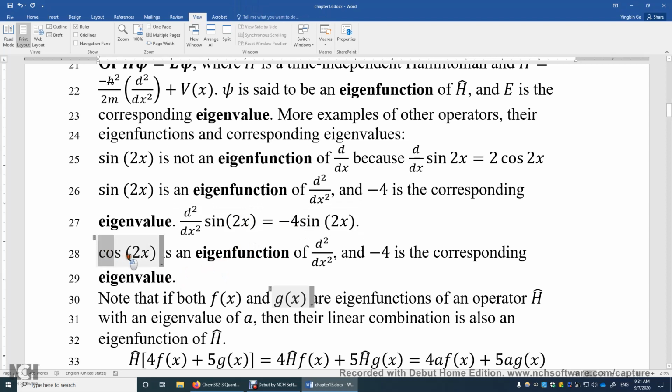Similarly, you can prove that cosine 2x is also an eigenfunction of the second derivative operator, and the eigenvalue is also negative 4.